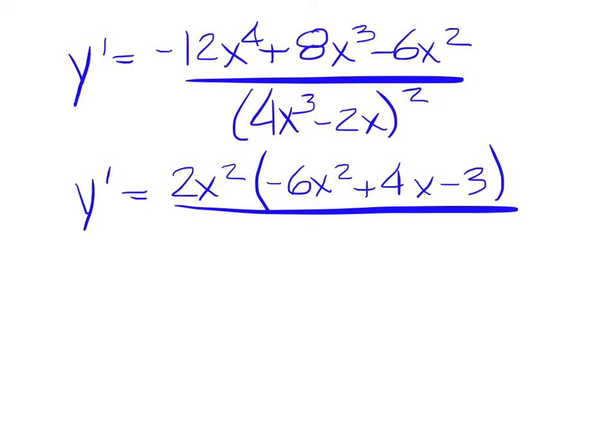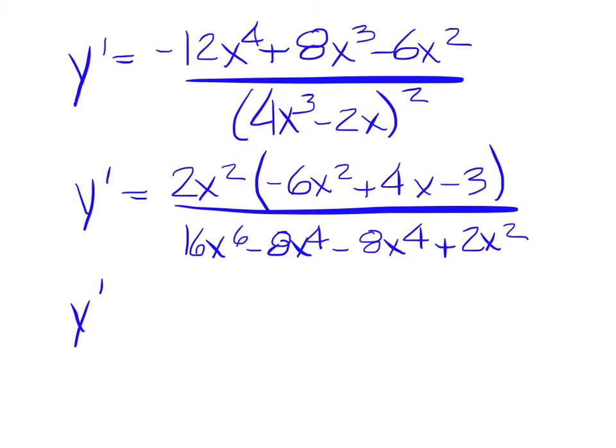And then on the bottom, you could multiply that out and see what you could come up with. We could have 16x to the 6th minus 8x to the 4th, and then minus 8x to the 4th plus 2x squared. Oh, is it 4x squared? Oh, you're right, it's 4x squared. Yeah. 4x squared. Strange looking 4.